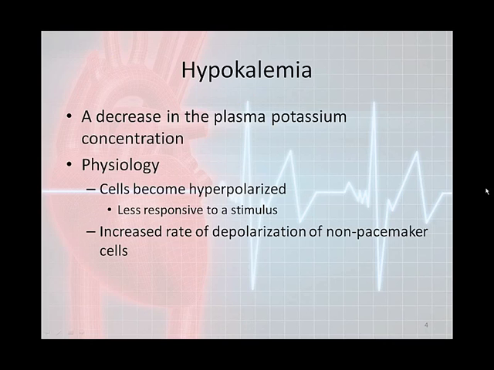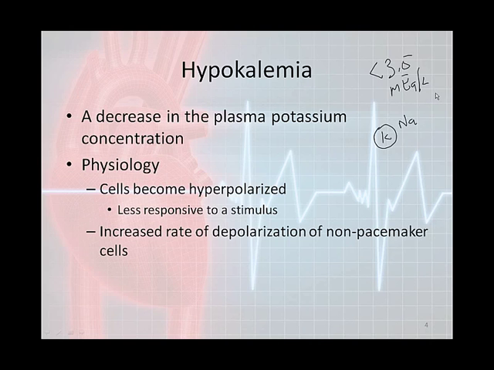Hypokalemia refers to a decrease in the plasma potassium concentration. Normally, the potassium is located on the inside of the cell. So when we have a cell over here, normally potassium is in higher concentrations on the inside of the cell, and sodium is in higher concentrations on the outside of the cell. So when we talk about hypokalemia, we're talking about a serum potassium that is less than 3.5 milliequivalents per liter. What that means is that there's a much lower level of potassium in the bloodstream itself.